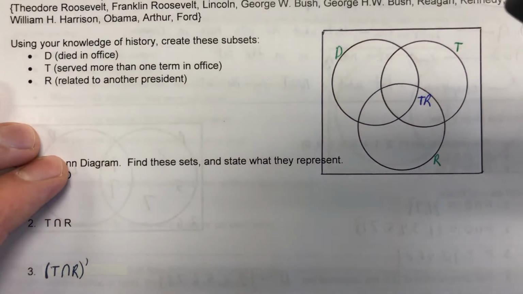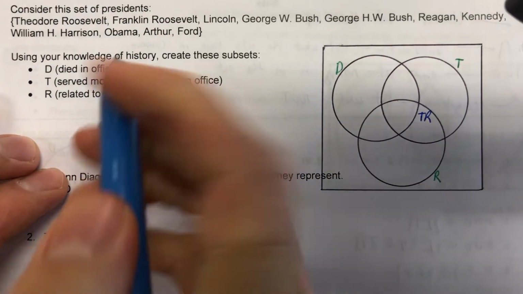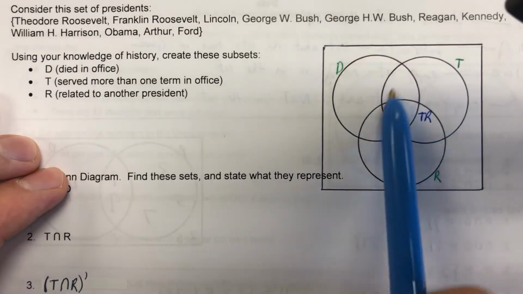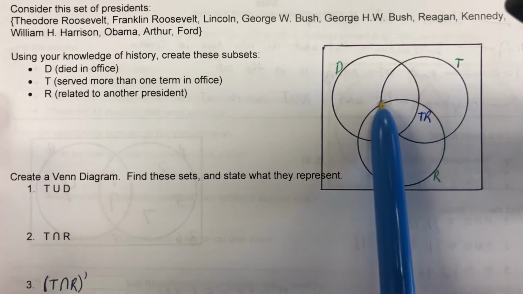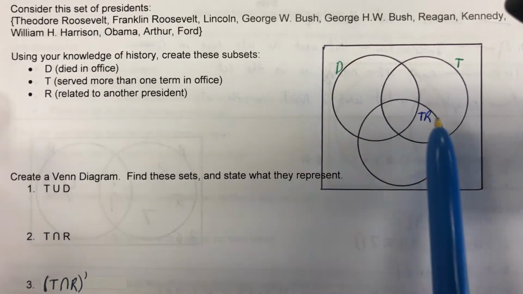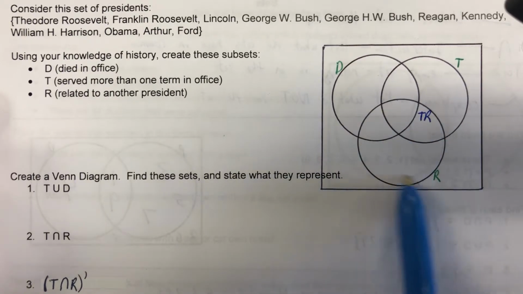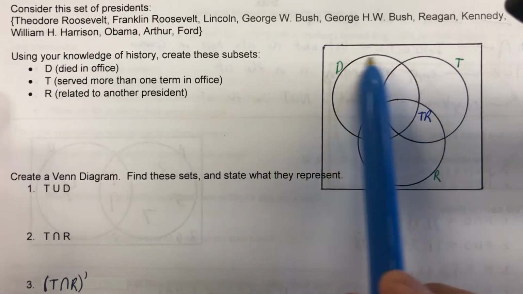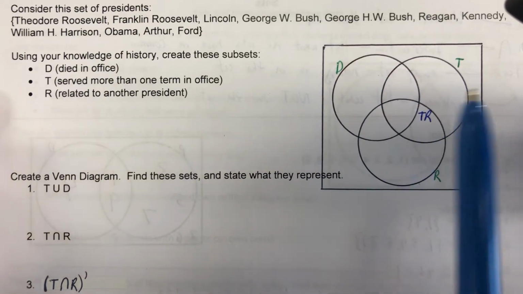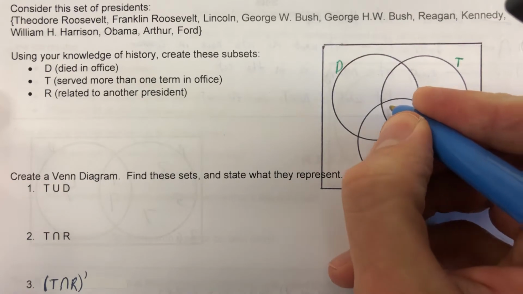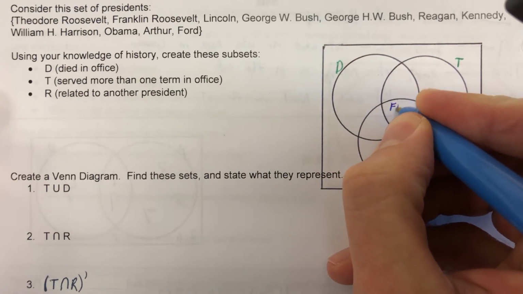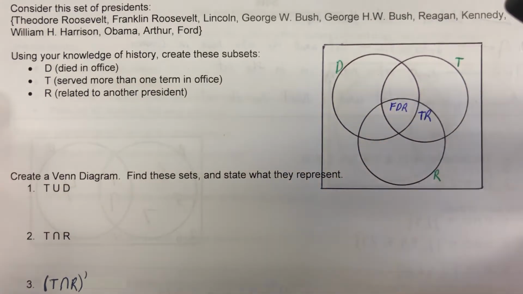So we're going to abbreviate a lot here. Okay, Franklin Roosevelt served more than one term, for sure. Franklin Roosevelt is related to another president. He's Teddy Roosevelt's cousin. And he also died in office unexpectedly. So he is in all 3 circles. The only place that's in all 3 circles would be the one in the middle, and that would be Franklin Roosevelt, also known as FDR, Franklin Delano Roosevelt.